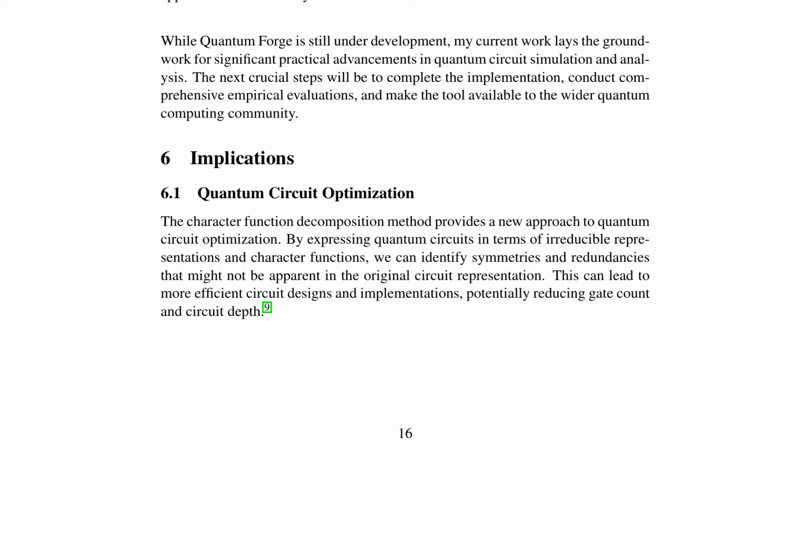The next crucial steps involve completing the implementation of Quantum Forge, conducting comprehensive empirical evaluations, and making the tool available to the wider quantum computing community. This will enable the development of more efficient quantum algorithms and ultimately accelerate the adoption of quantum computing in various fields.